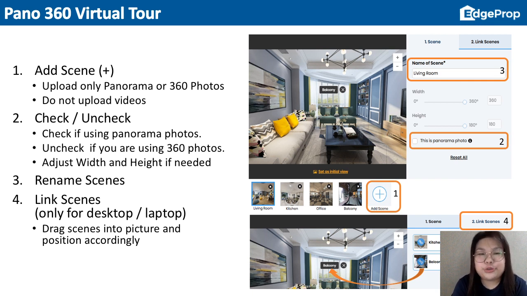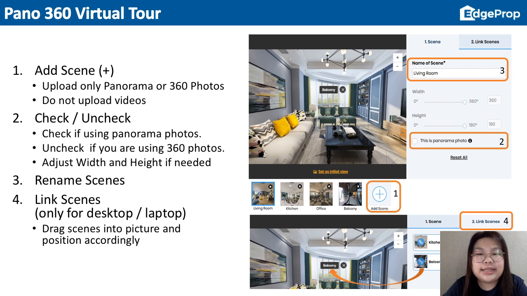Okay. Step number 2, if you are using a panorama photo, that means your photo is taken using your mobile phone, you must check this one. Okay. If you're using a 360 photo taken using your 360 camera, do not check this one. Okay. You will also be allowed to adjust the width and height accordingly. Okay. If you're in a particular mode. Later, I will show you in the live demo so you have a better idea when or when not to check on this section number 2.